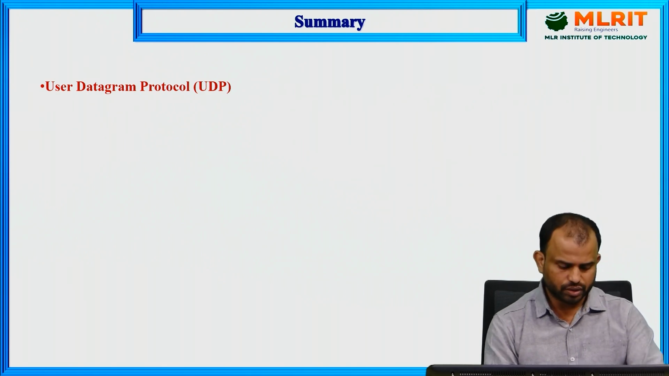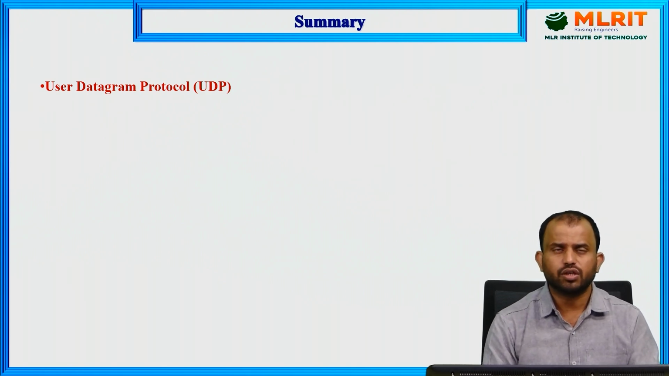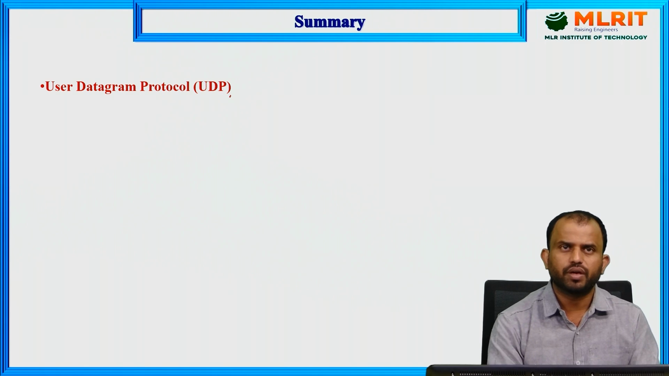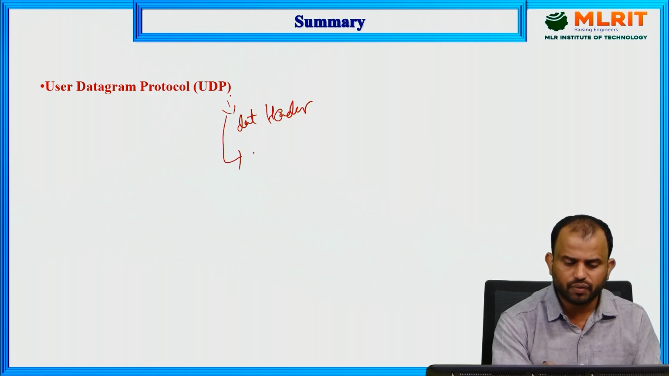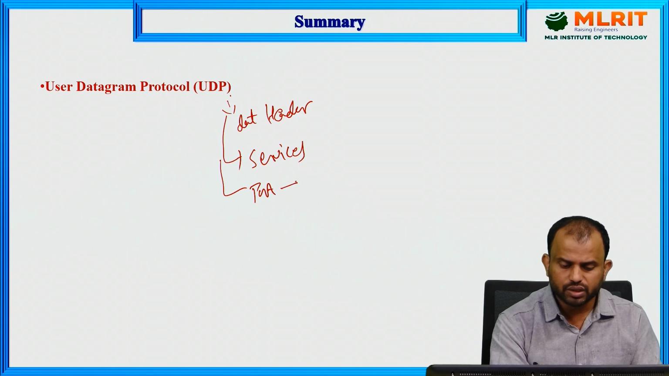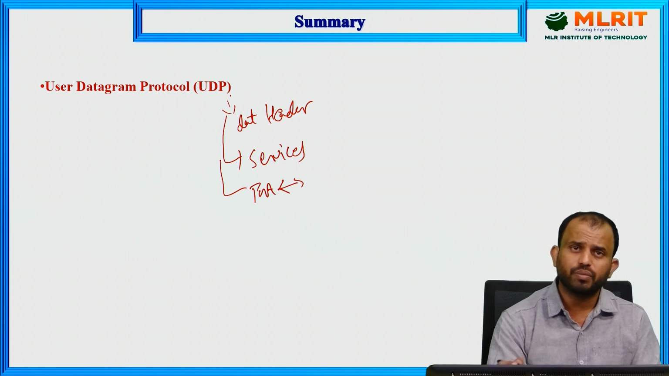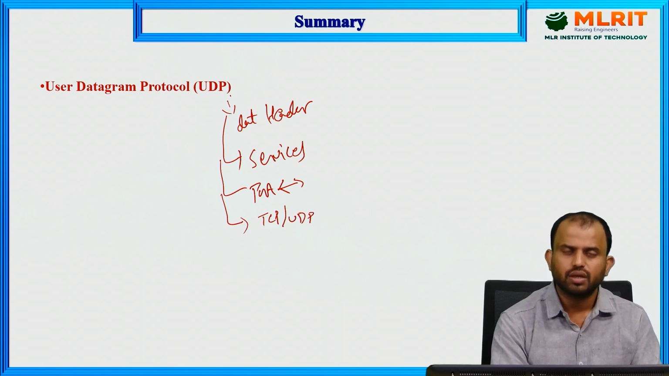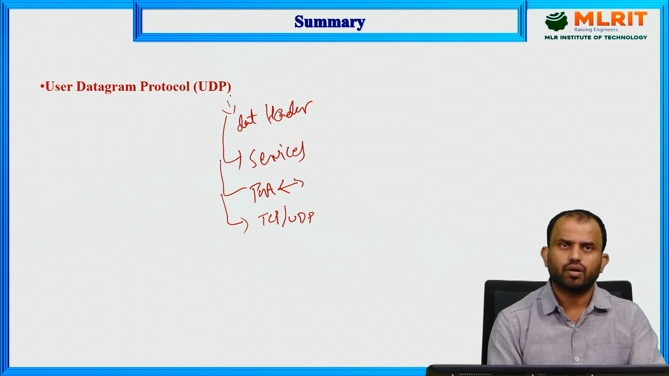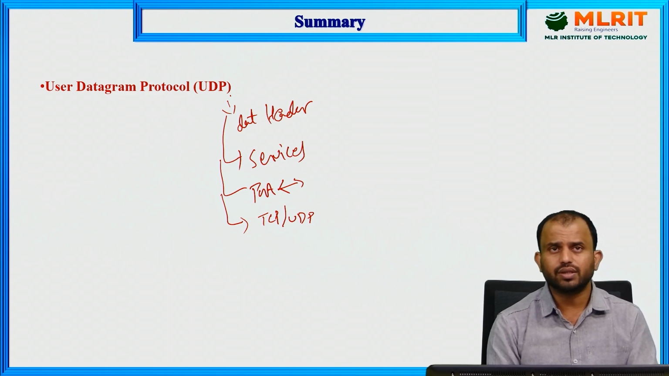So I conclude this session. In this session, we discussed a brief overview of the UDP mechanism: what kind of datagram packet we use in UDP, what the header structure is, what kind of services UDP offers, and what kind of port numbers it has, each with a different meaning. With the help of this, we also discussed the comparison between TCP and UDP in the User Datagram Protocol.